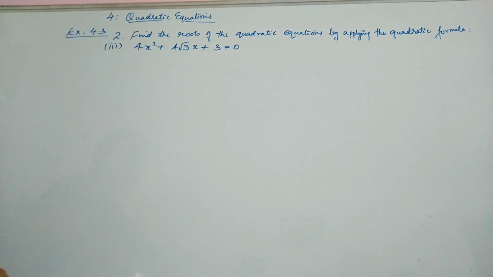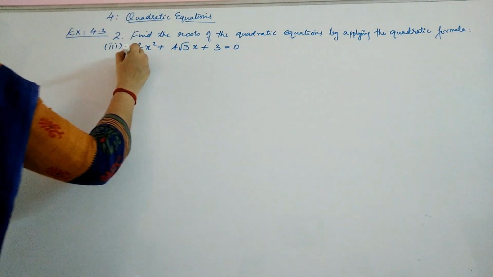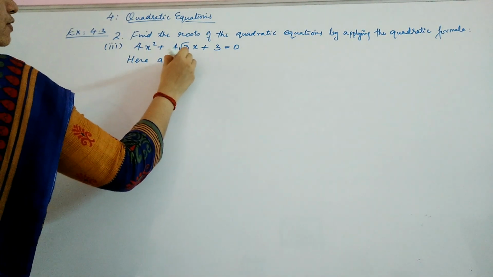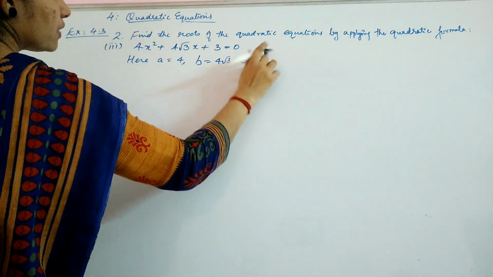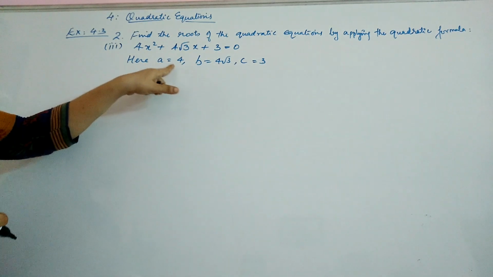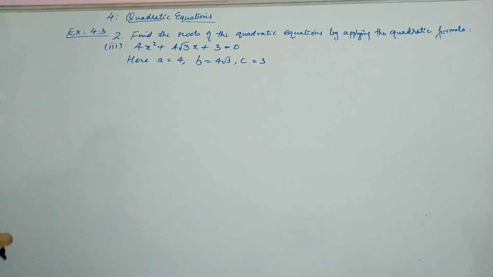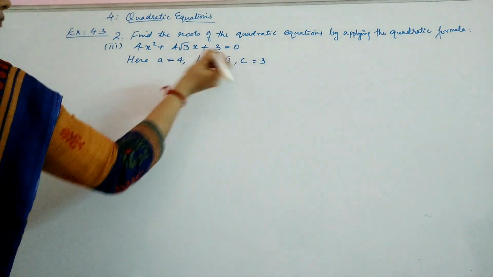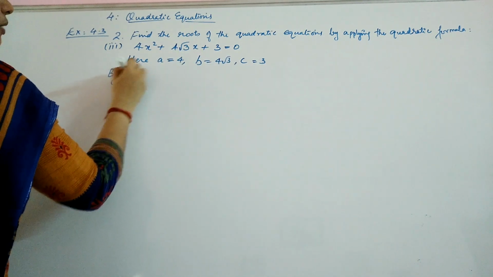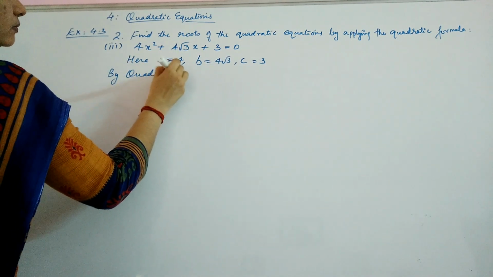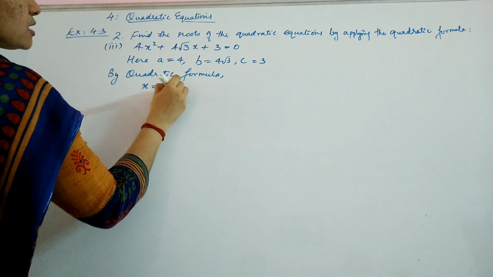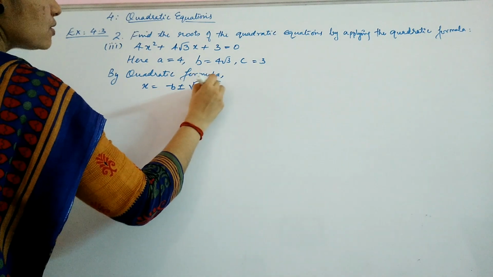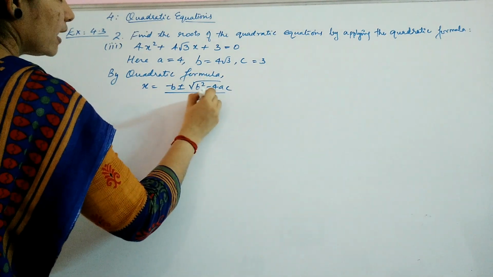Subdivision 3 is 4x square plus 4 root 3x plus 3 is equal to 0. Here again, if we compare, we will get a is equal to 4, b is equal to 4 root 3 and c is equal to 3, with which we are comparing ax square plus bx plus c equal to 0, the standard form. And your quadratic formula will be x equal to minus b plus or minus root of b square minus 4ac by 2a.